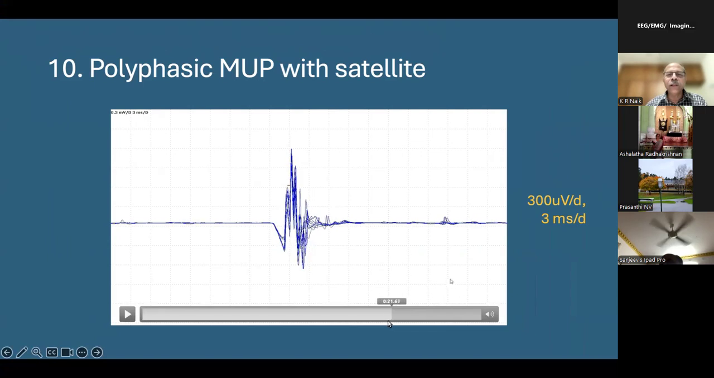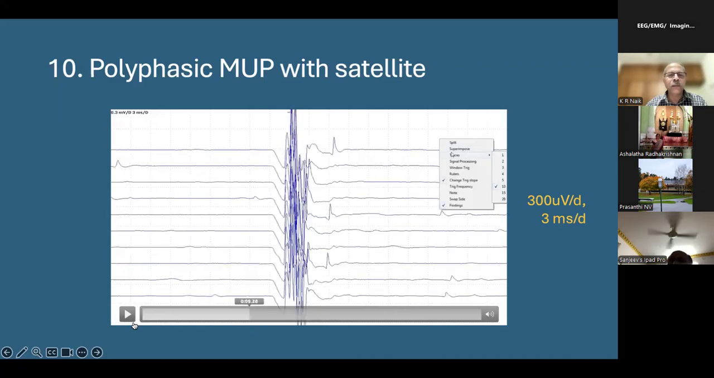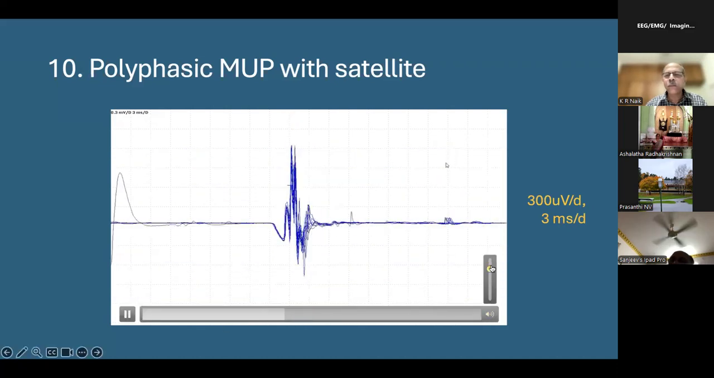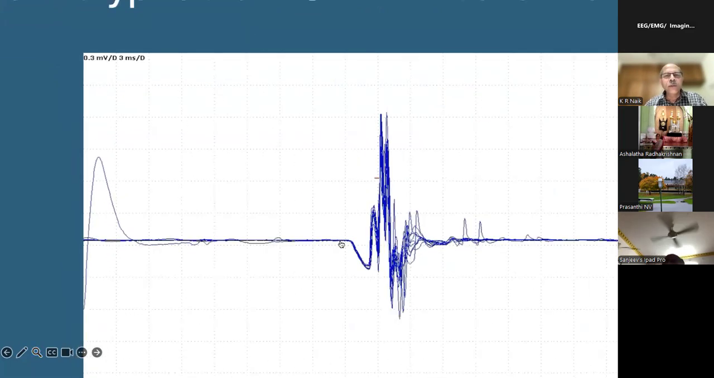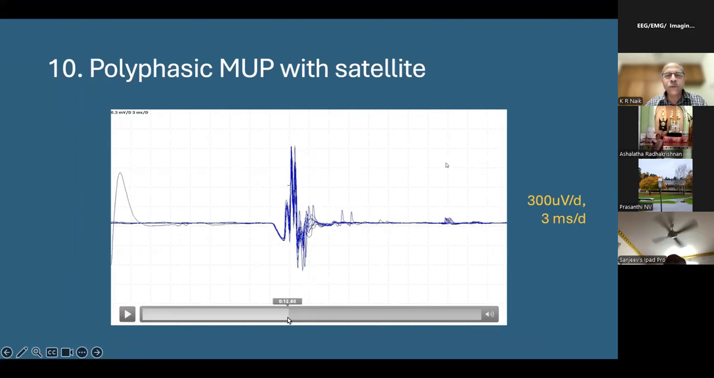Another abnormality, now this is one polyphasic MAP, clear cut. Second is the satellite potential. One more. Okay. Now listen to the sound carefully. There is one single polyphasic fasciculation which occurred here. Somebody, at least one of you or more than one of you, would have probably heard the sound of this.